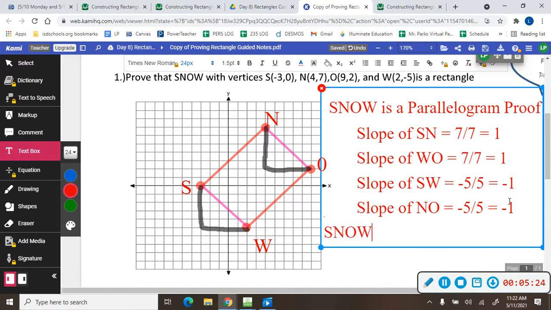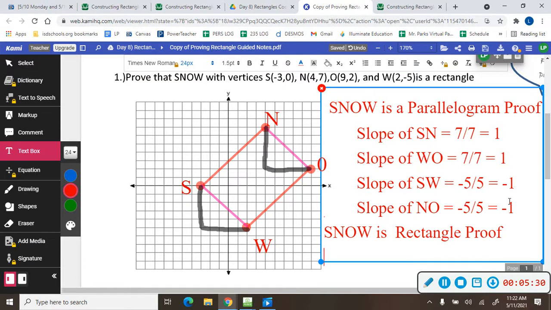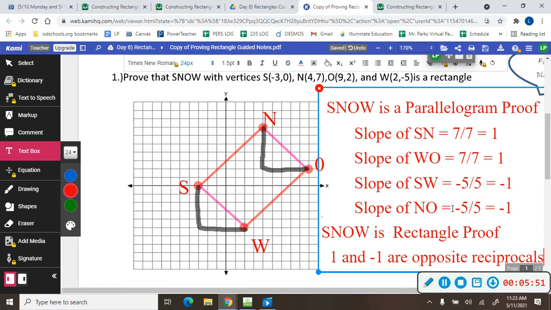Now let's prove that SNOW is a rectangle. Part of why I chose to prove that this is a parallelogram by slope is because now, as long as these are opposite reciprocals, then this would be a rectangle. So 1 and negative 1 are opposite reciprocals. So because they're opposite reciprocals, and these two are the same, and these two are the same, this is enough to show that this is a rectangle.